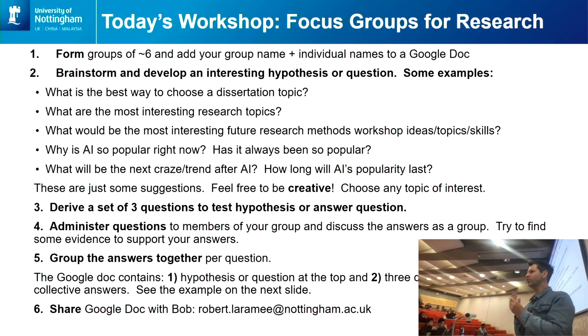And then you also try to find some evidence to support your answers. So you do a little search on Google Scholar to see if there's any evidence to support your answers. And then you group the answers together per question, and you submit the Google Doc. So it's the hypothesis at the top, 3 questions with the group's collective answers, and you can see the example on the next slide. So just as an example, this is what it could look like.